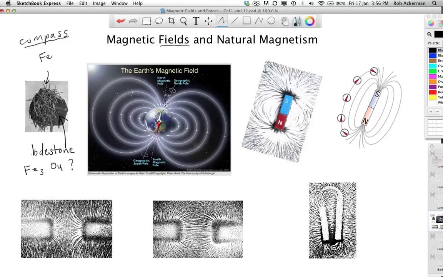So this can make navigation a little bit difficult. You've got to update your maps every now and then, and you have to be careful if you're navigating by compass. However, just so you know, what this white and red pointer is showing is the direction that a compass needle would point. And if you do some reading in your book, this is mainly for the grade 11s, you will learn, maybe surprisingly, that even though they call this the North Magnetic Pole, it actually behaves like the South Pole of a magnet, and the South Magnetic Pole behaves like the North Pole of a magnet.